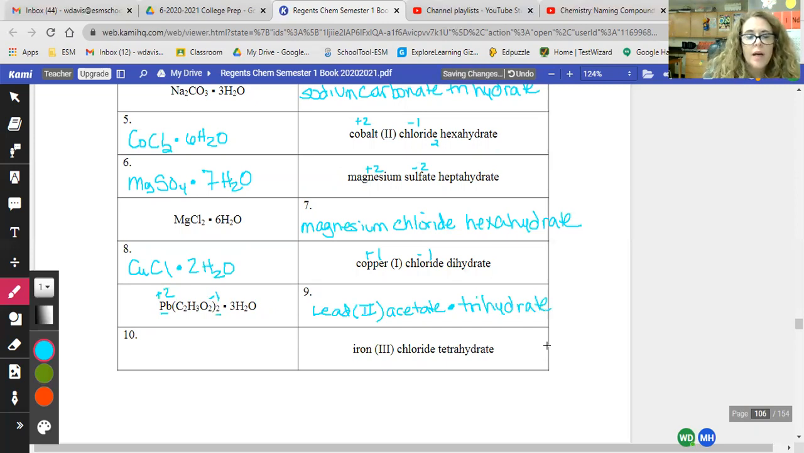And now I have iron is Fe, and Cl for chlorine. Iron's a +3 because the Roman numeral 3 tells me it is, and chlorine is -1 from the periodic table. So when you crisscross, I'm going to need 3 of those chlorines and 1 iron. Right, the Roman numeral often ends up on the other side, 90% of the time. And then I'm going to do my dot. So I have tetra, meaning 4, and then hydrate, meaning H2O.